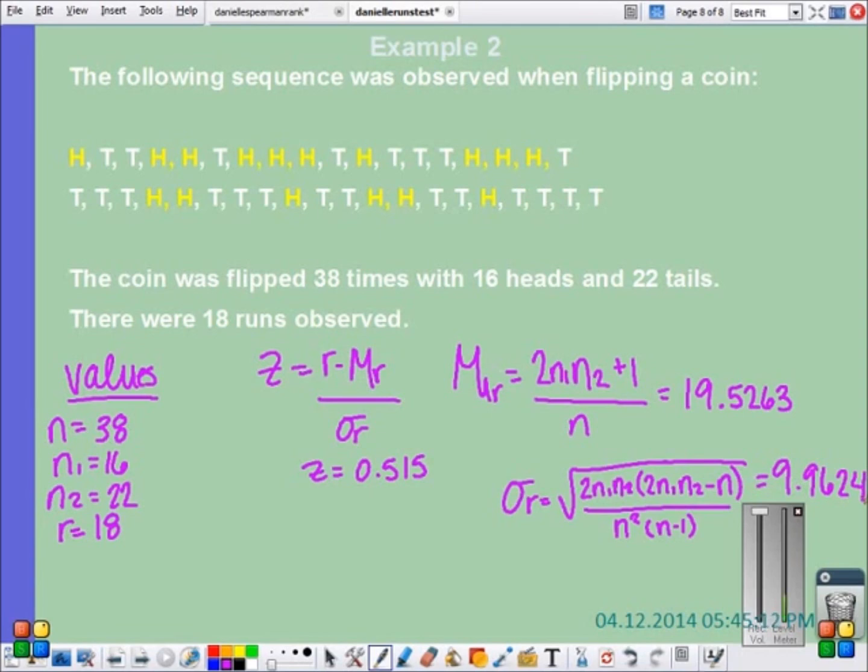Since Z, negative 0.515, is greater than negative 1.96, we fail to reject and conclude that we don't have enough evidence to say that it's not random.